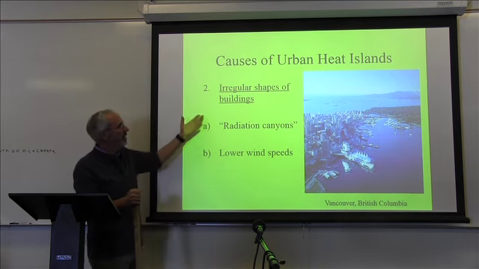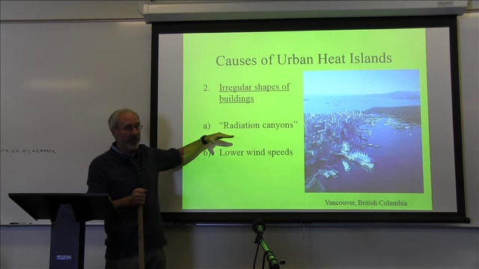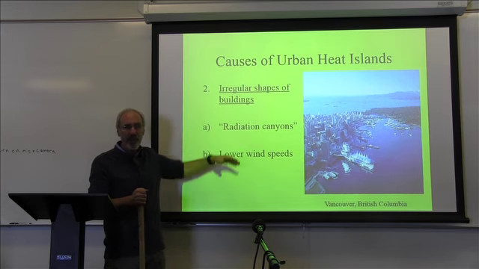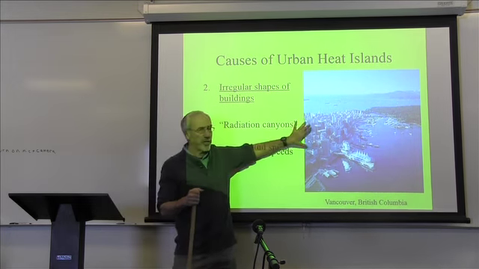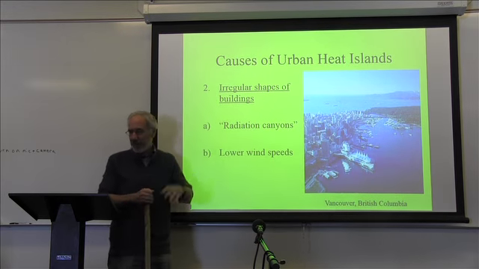So a couple things then. Irregular shapes of building basically trap short wave and long wave radiation, cause it to heat up, and they lower the wind speeds because of friction and drag on the wind, and that's going to keep the temperature up.